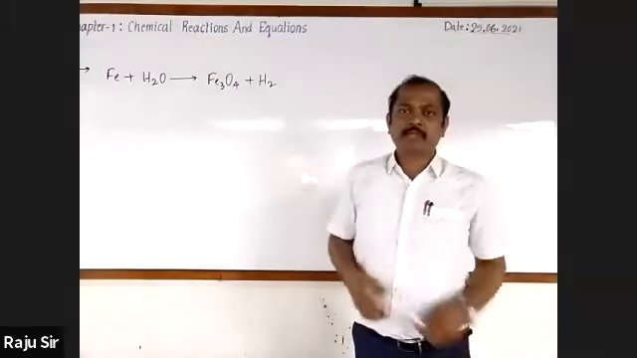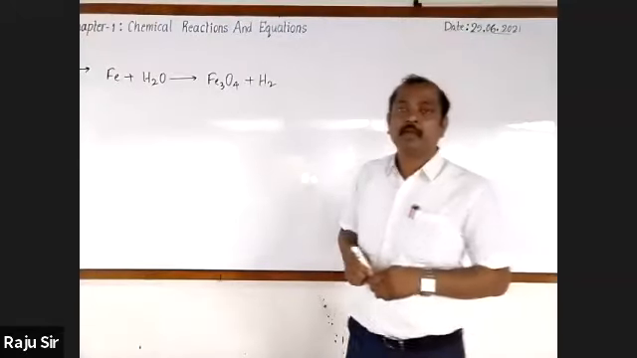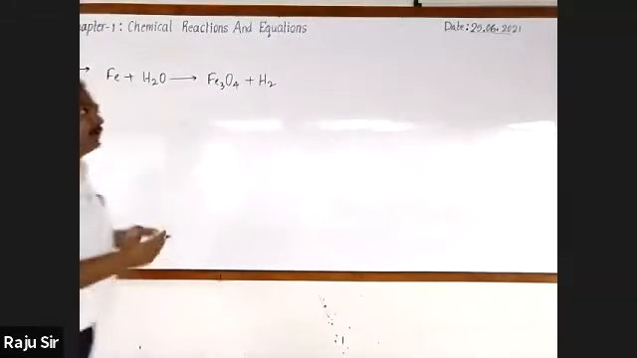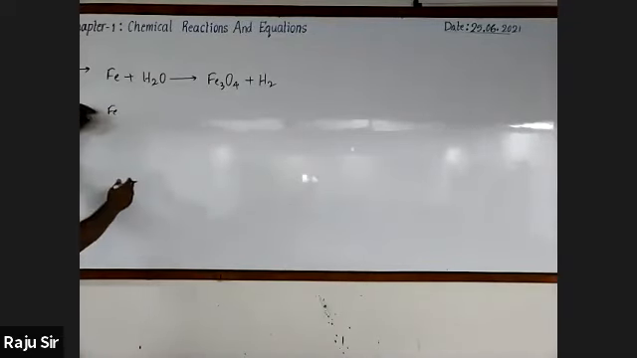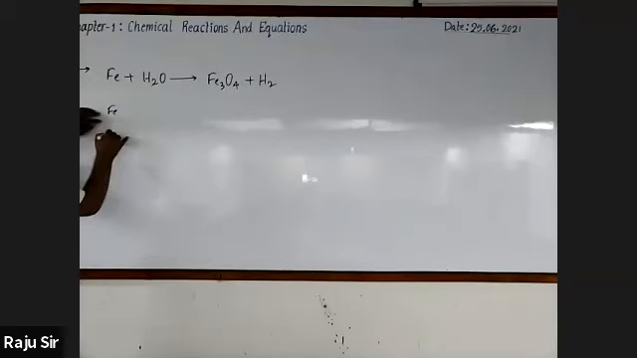Then in the very first step, you go for listing the number of atoms of each element on the reactant side and product side, like this. Here, the elements that are involved are iron, hydrogen, and oxygen.